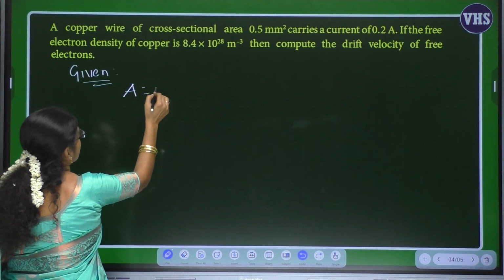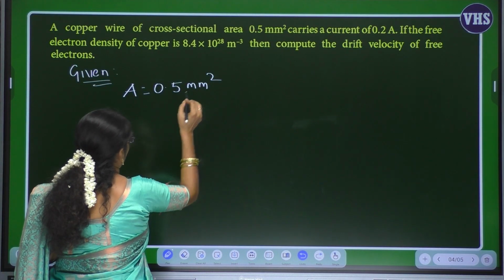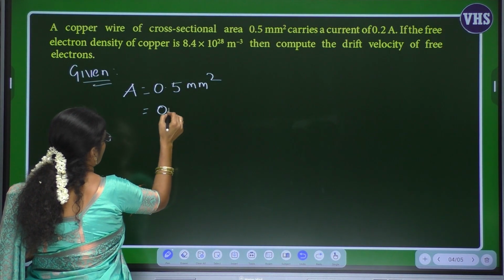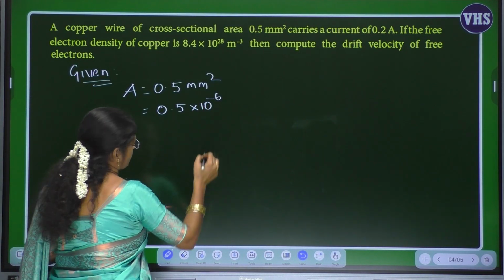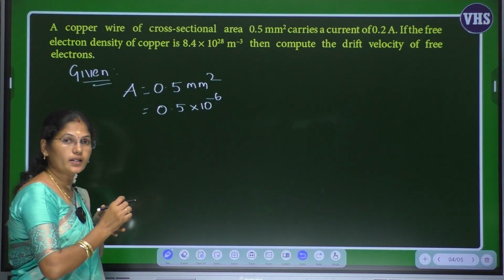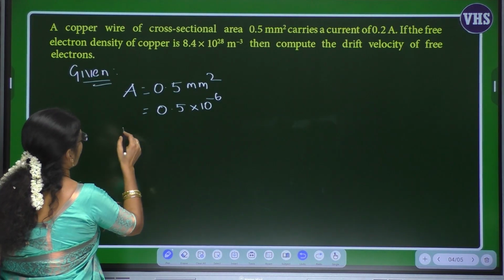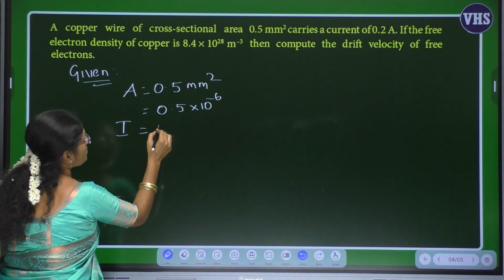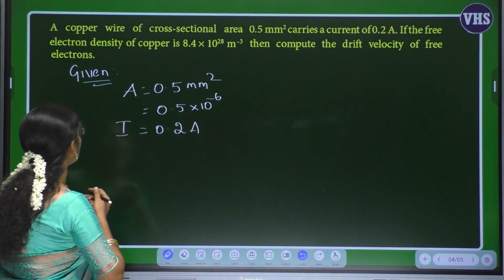Cross-sectional area, that is 0.5 millimeter square. Okay, so this millimeter square we can convert to meter square: 0.5 into 10 to the power of minus 6. Millimeter to meter convert, it is minus 3, and since it is millimeter square, 10 to the power of minus 6. Okay, and next current value, that is I is equal to 0.2 amps, and then number of electrons.